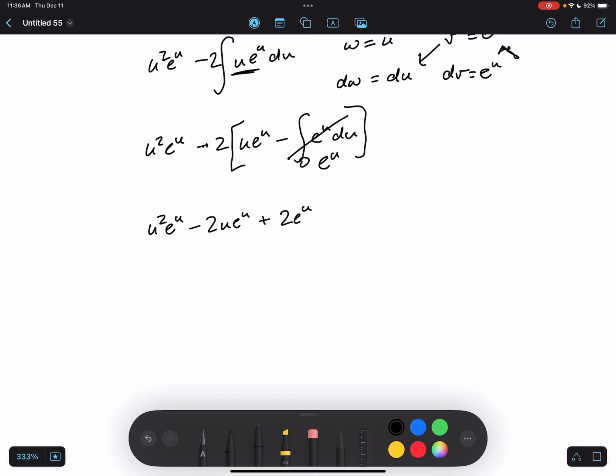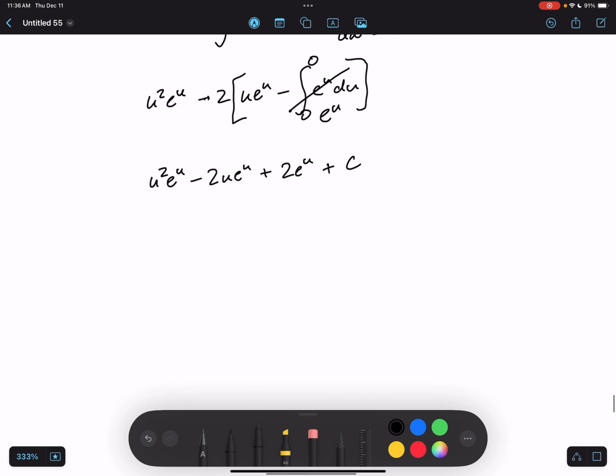And this is an indefinite integral. We're not dealing with any limits, so we have to add a constant at the end. The only thing that I would do now to polish this up is pull all of these e to the u out. We'll do e to the u times u squared minus 2u plus 2, and then plus that constant at the end. But we're not done.